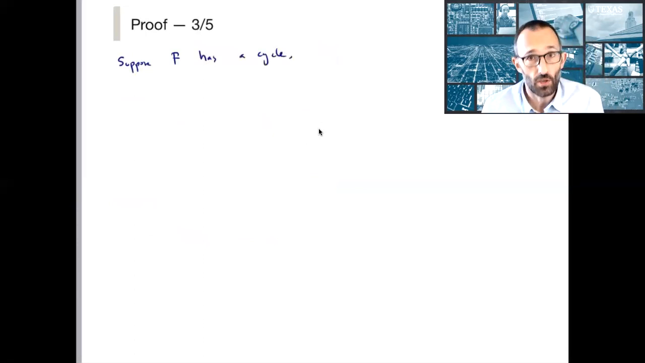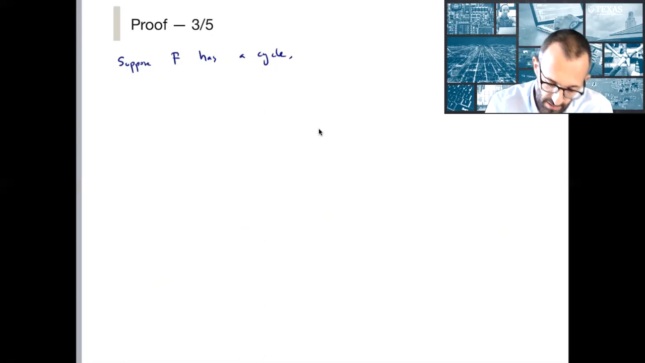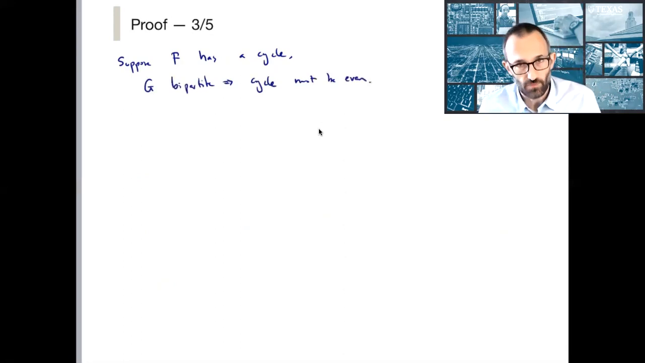So let's suppose that F contains a cycle. We're going to use this fact to reduce to our induction hypothesis. If F has a cycle, our graph is bipartite, so this must be an even cycle. So G is bipartite. Cycle must be even. And here's what we're going to do.